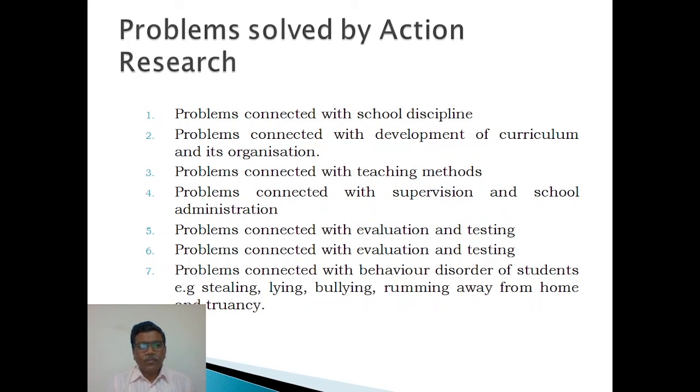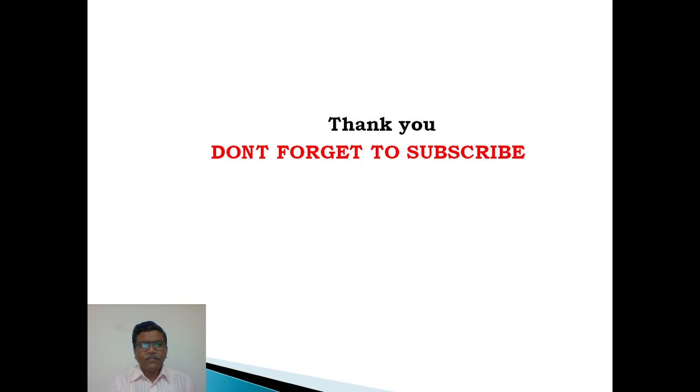Number six, problems connected with evaluation and testing. Number seven, I think five and six are both the same. It's okay. Number seven, problems connected with behavior disorder of students. Example: stealing, lying, bullying, running away from home, and truancy. Running away from home and truancy.